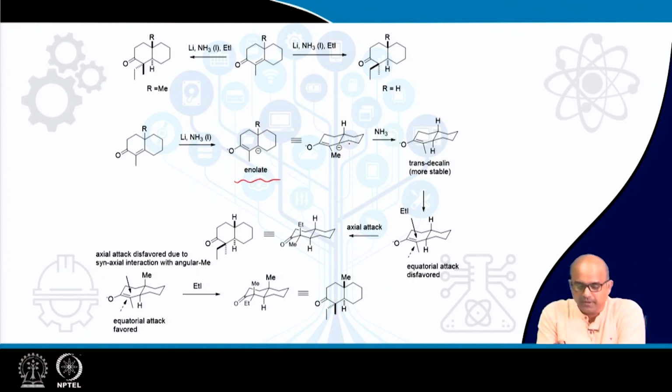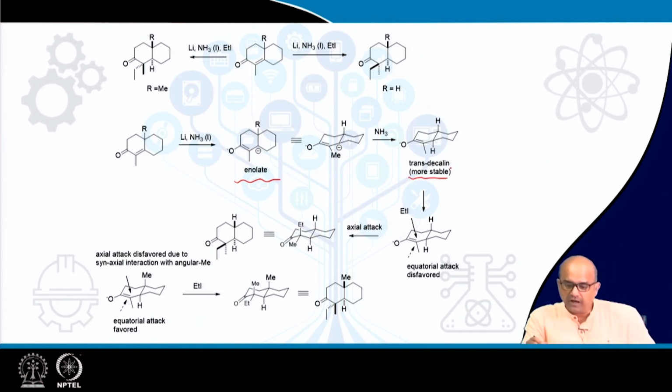The moment you get the enolate, you have to draw the stereochemistry or the conformational bias. Definitely, if you draw it in a trans-decalin feature, that is much more stable, because now this carbanion accepts the hydrogen from ammonia as a potent proton source, and you get the trans-decalin as a more stable enolate.